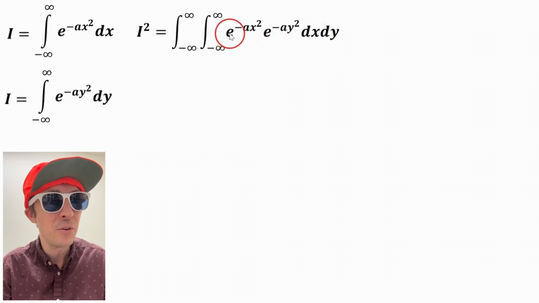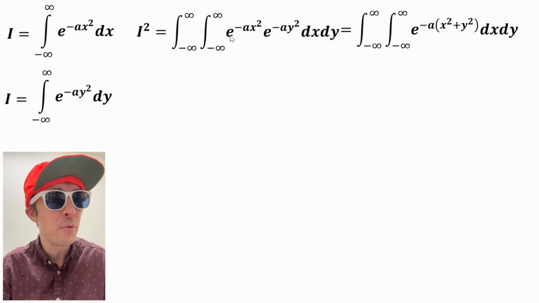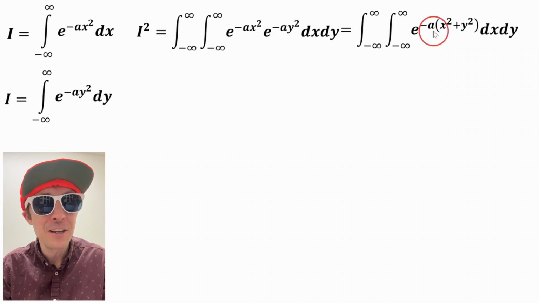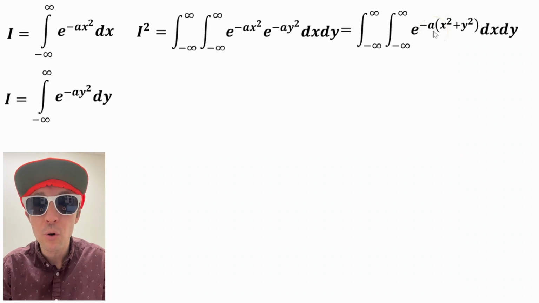Now, this is a double integral, but that's okay. We're going to invoke an exponent law where if we're multiplying the bases, we add the exponents, which is what I did right here. And at this point, my friends, we're going to convert to polar coordinates.